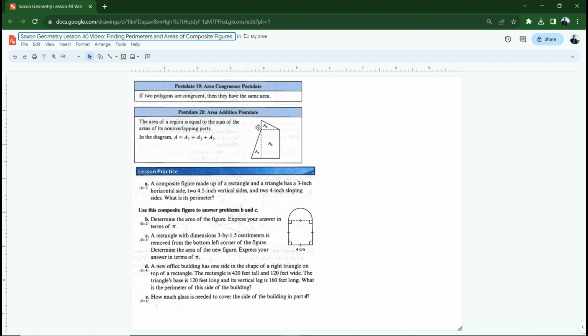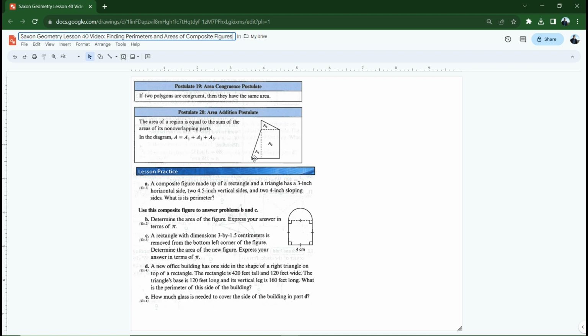And I just want to point out, this also works with subtraction. If I have a big figure with a little piece missing, I can add the opposite of that piece or subtract that piece, and I will end up with the area of the whole part.